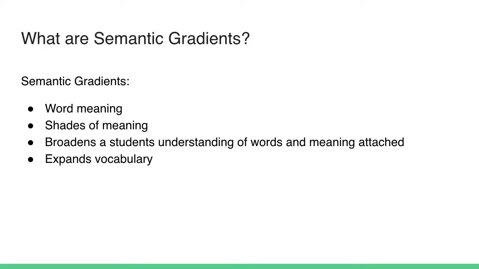For example, happy, contempt, sad. All these words are related because they are all emotions and feelings, but they fall into a pattern sequence. Activities such as semantic gradients help the student understand how words can be related, but also to various degrees.